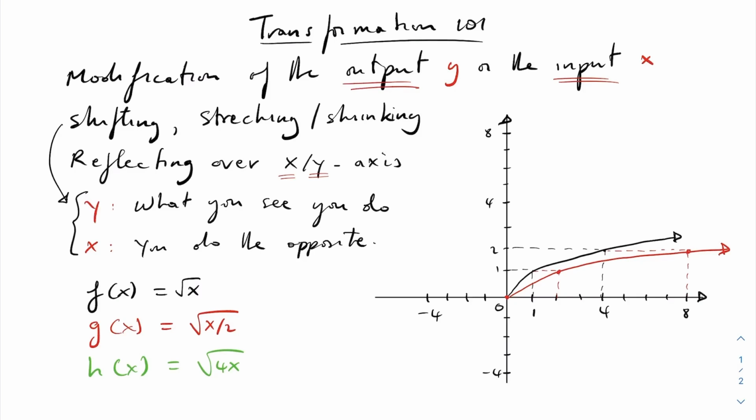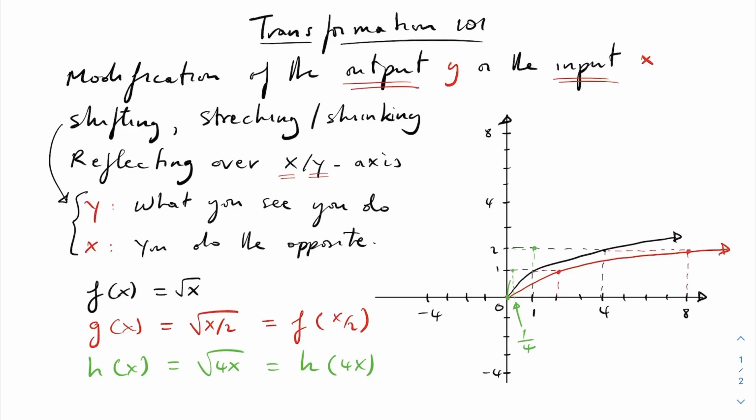On the other hand, for h of x, since the input x is being multiplied by 4, what we have to do is divide the input for f of x by 4. And so we're going to obtain new points. The first one at 0, 0. Next, the point of coordinate 1, 1 is going to become the point of coordinate 1/4, 1, because we're dividing 1 by 4. And the point of coordinate 4, 2 is going to become the point of coordinate 1, 2, because we're dividing 4 by 4.